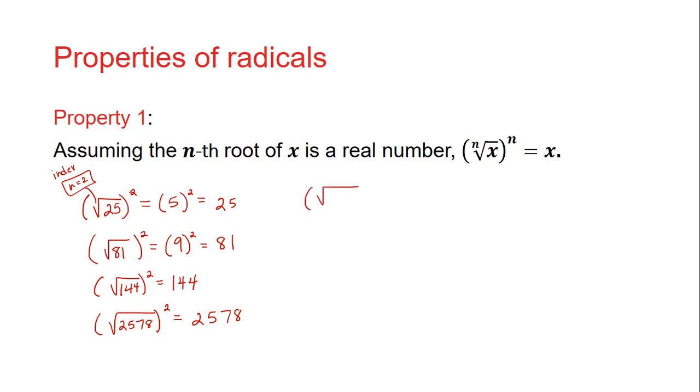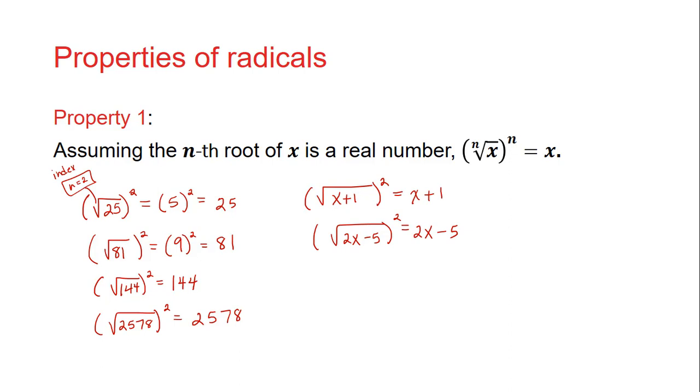This also applies to algebraic expressions. If I have, for instance, the square root of x plus 1, and I square it, assuming that the square root of x plus 1 is a real number, then I just get x plus 1. Right, the square root of 2x minus 5 squared will just be 2x minus 5.